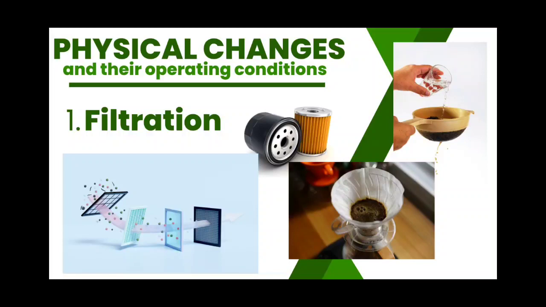As for the operating conditions of filtration, the parameters include pressure, which can range from a few pounds per square inch (psi) for simple gravity filters to hundreds of psi for industrial processes. Filter pore size varies greatly, from micrometers to nanometers, depending on the particles to be removed. Flow rate, measured in gallons per minute or liters per hour, determines how quickly the filtration occurs.